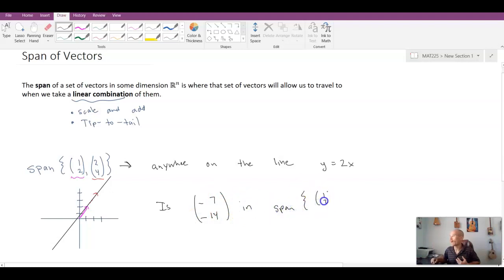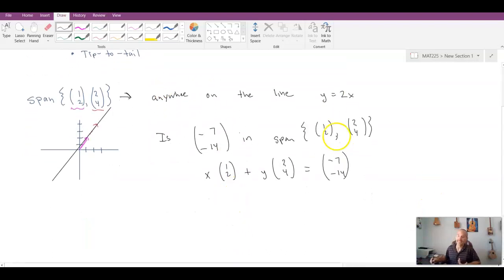What I have to ask is, is this going to be a linear combination of (1, 2) and (2, 4)? In other words, can I take some multiple of the (1, 2) vector, add some multiple of the (2, 4) vector to it, and end up at the location (-7, -14)? You can probably see that (-7, -14) is indeed on this line, and there are actually infinitely many ways that I can do this.